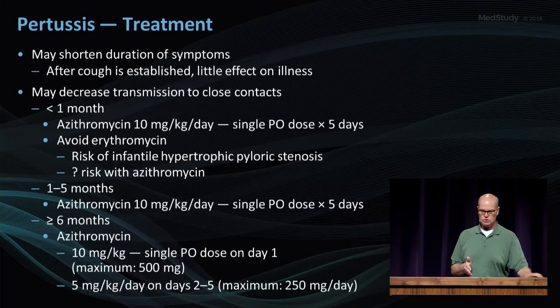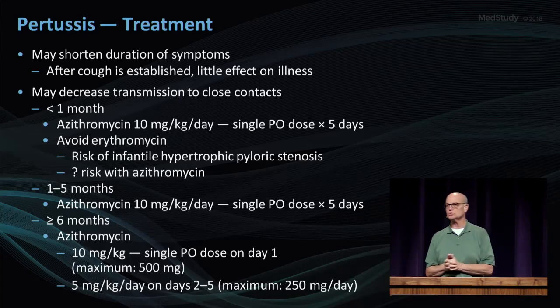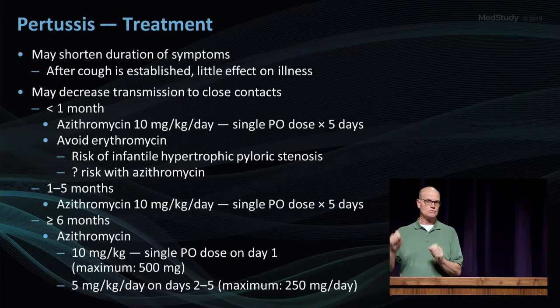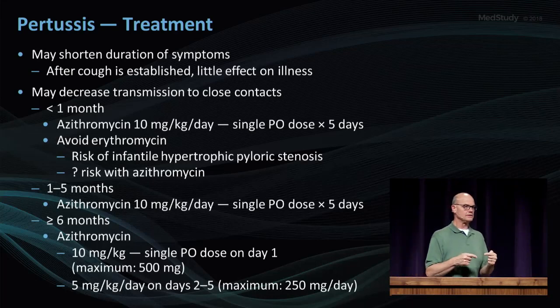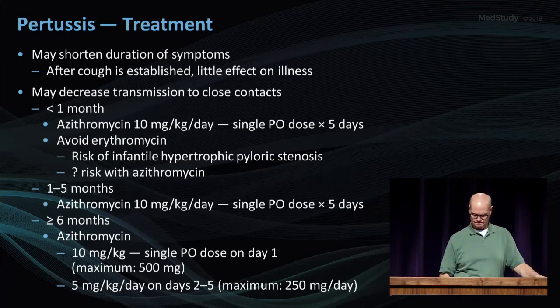Here are the doses. The doses are dependent upon the age. And again, remember the potential association, especially in children under 2 weeks of age, with erythromycin and questionably azithromycin and the development of pyloric stenosis. We talked about that the other day when we were talking about the reason for oral treatment for chlamydia conjunctivitis.